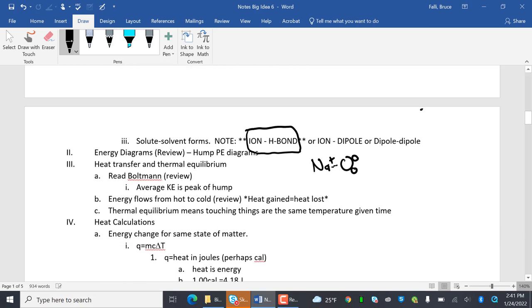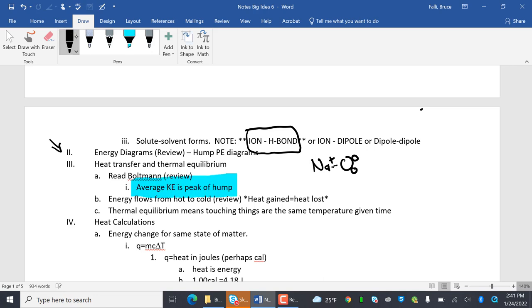Right? Energy diagrams. This is a whole big idea part. Energy diagram part two is the hump PE diagrams again. Okay? Heat transfer and thermal equilibrium. You have to be able to read a Boltzmann diagram, right? And you need to know this, I think, maybe is new. Average kinetic energy is the peak of the hump.